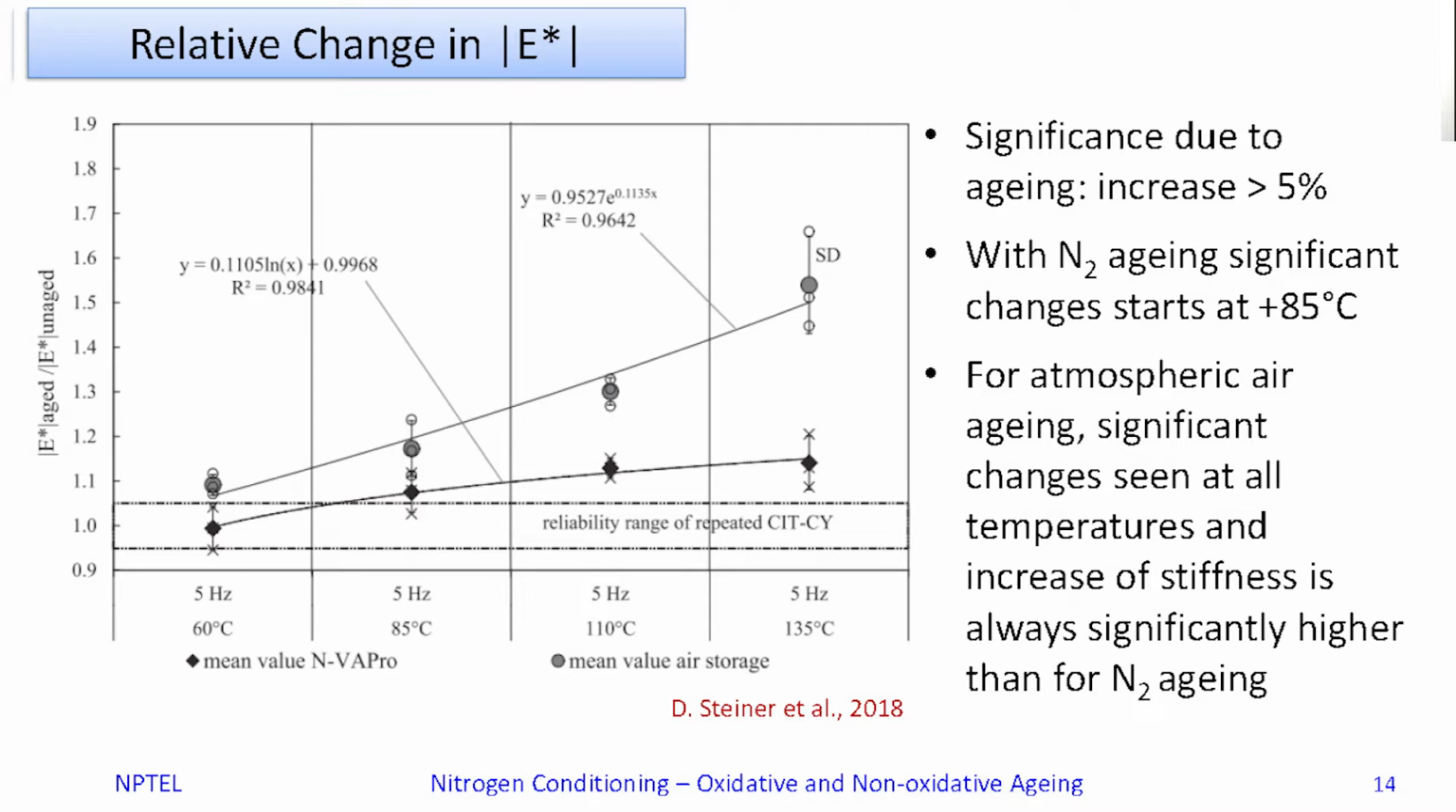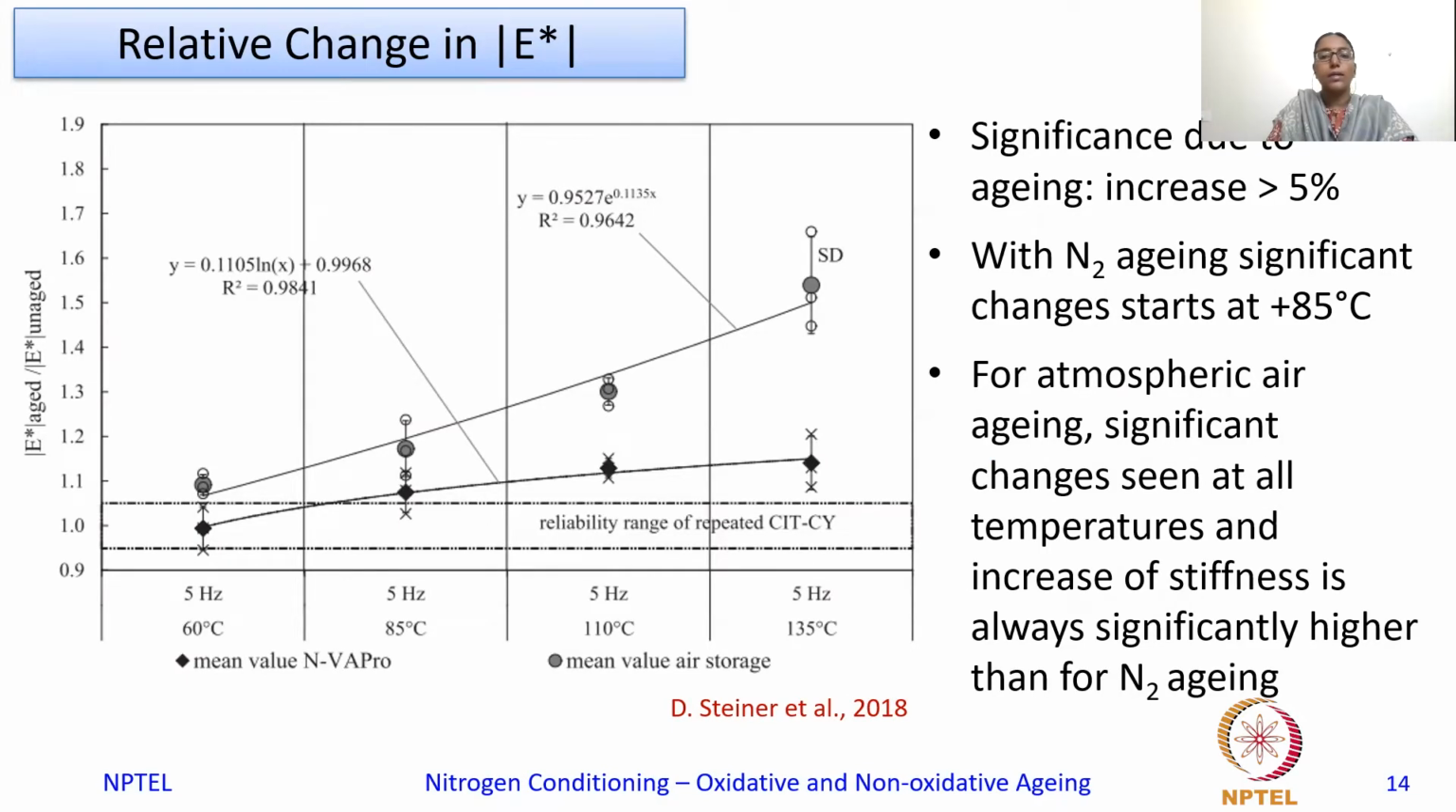When I say significant changes, any change more than 5% is considered to be significant, and 5% is taken as a reliability range for the repeated indirect tensile test that was conducted for this study. Now, as we can see here, for the atmospheric air-aged specimens, significant changes have been seen at all temperatures of aging, such as 60 to 135 degrees Celsius, and it is always seen that the air-aged specimens were stiffer than the nitrogen-aged specimens.